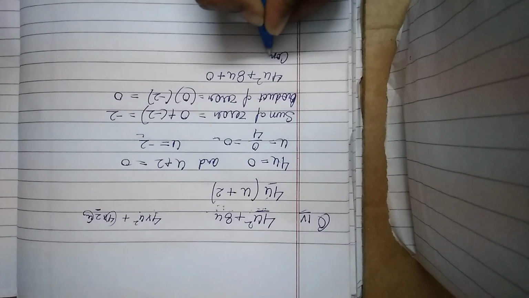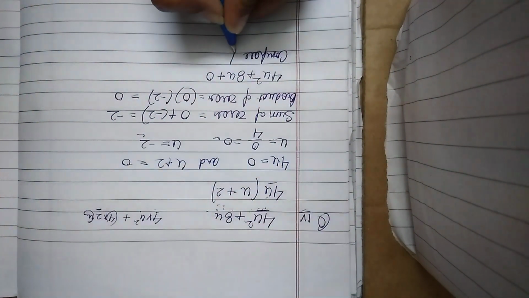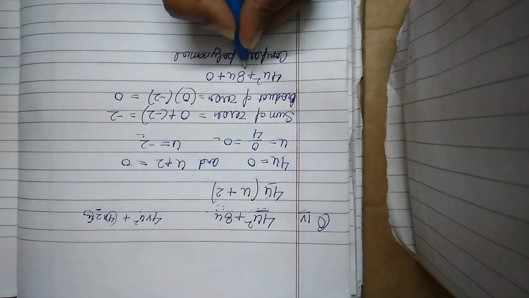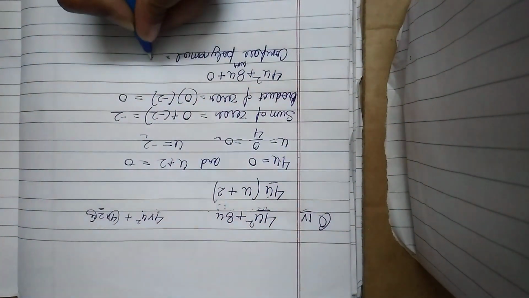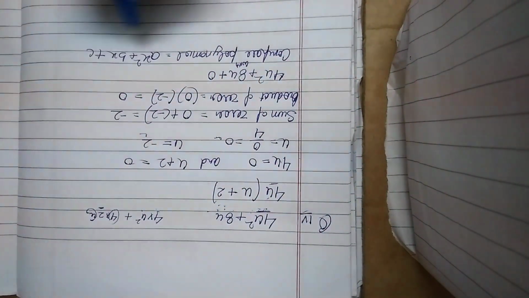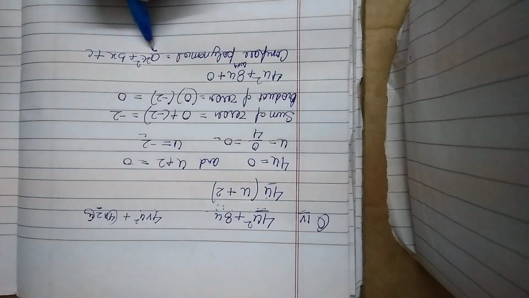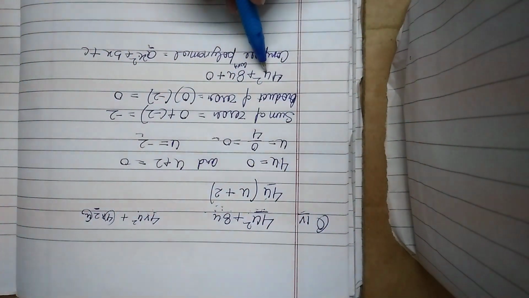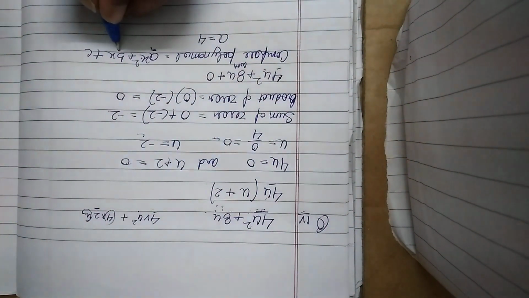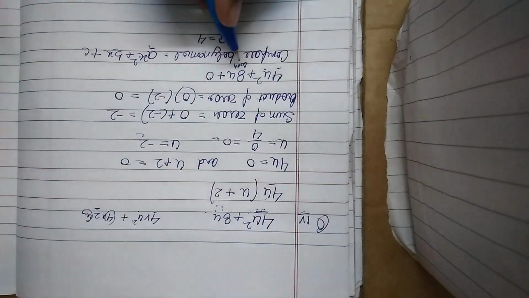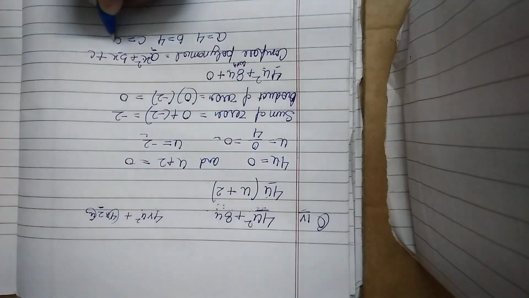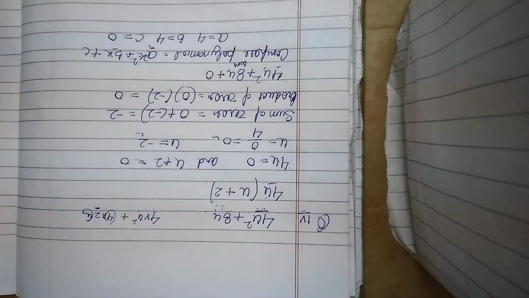Compare with the quadratic polynomial standard form ax square plus bx plus c. Here a is the coefficient of x square. Here the variable is u, the coefficient of u square is 4. So a is 4, and the coefficient of x is b. Here the coefficient of u is 8. B is 4 and C is 0. We get the values of A, B, C.